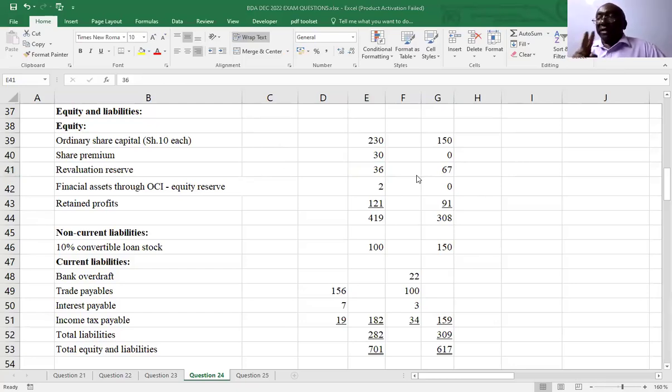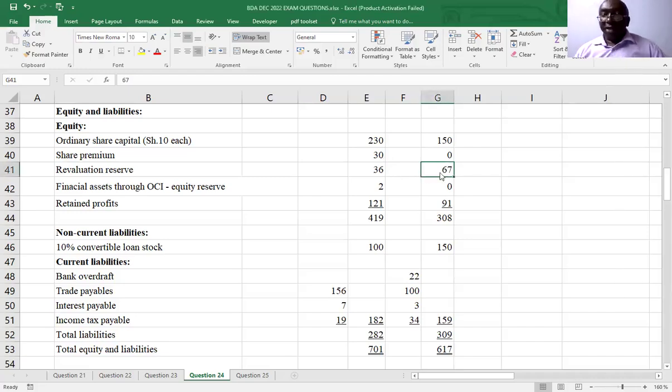Because we have two things that now we need to establish, revaluation and acquisition. Acquisition haijatajwa, so that one we have to get as a balancing figure. But revaluation, tunaiona. There was a revaluation reserve. Yes, Collins, I can see. Yes, Rachel, it is a loss because we moved from 67 to 36.